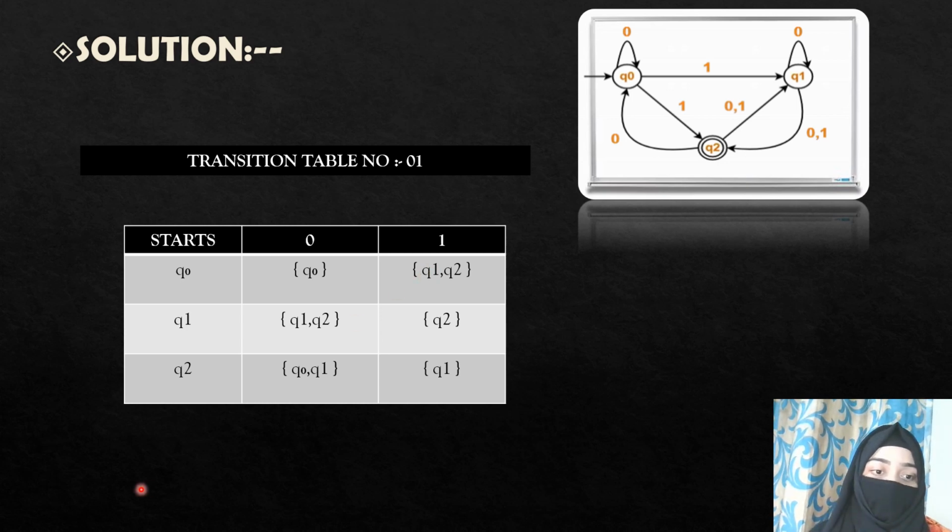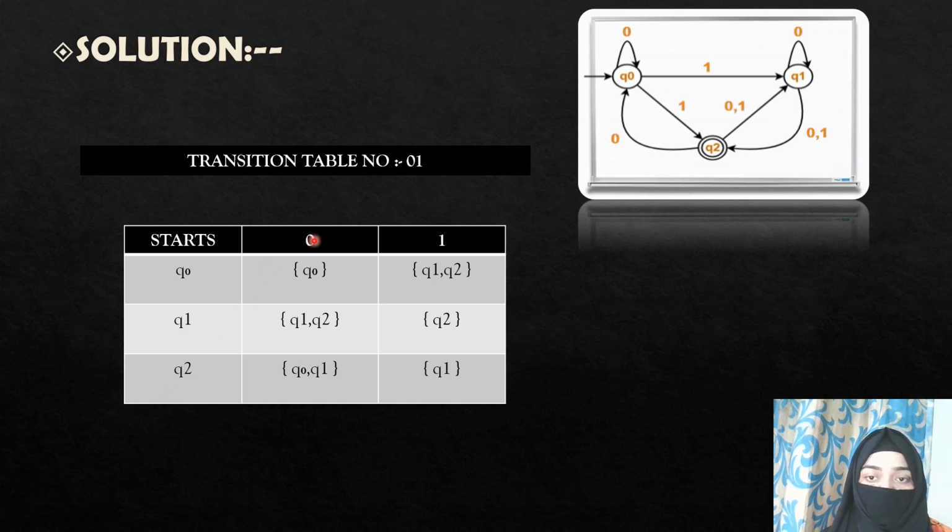Now Q1 with respect to 0. You can see there are two arrows. One is moving to itself and one more is moving to the next state, Q2. So in the column of 0, Q1 with input 0 moves to Q1 and Q2. Q1 with input 1: there is only one arrow, moving to Q2. It is written here: Q1 with input 1 goes to Q2.